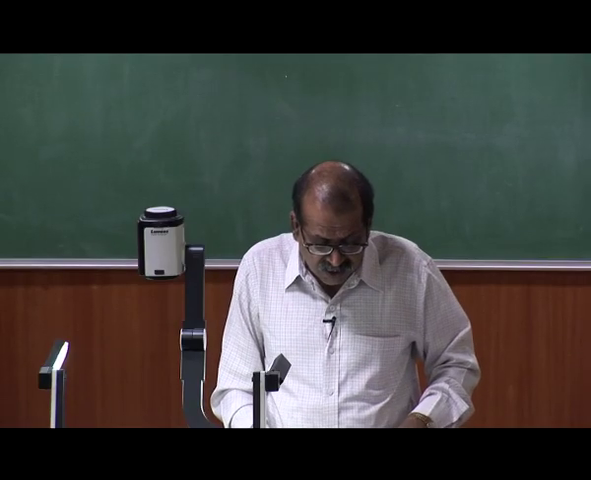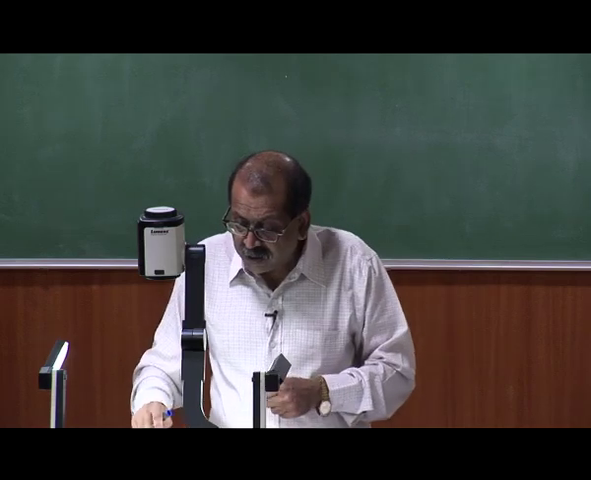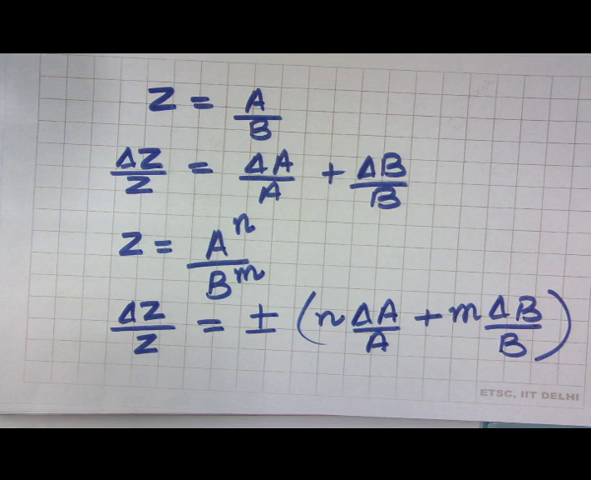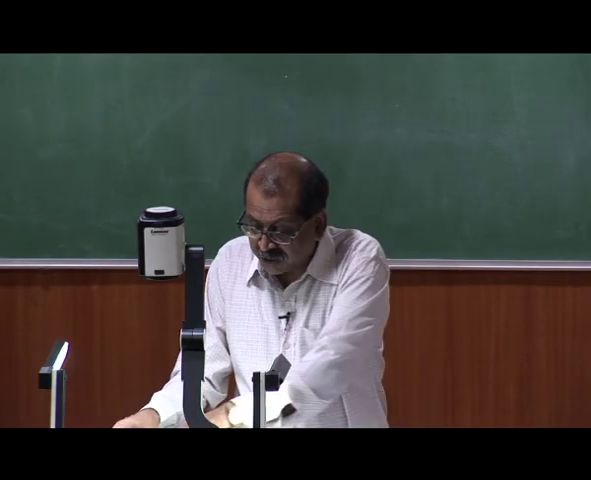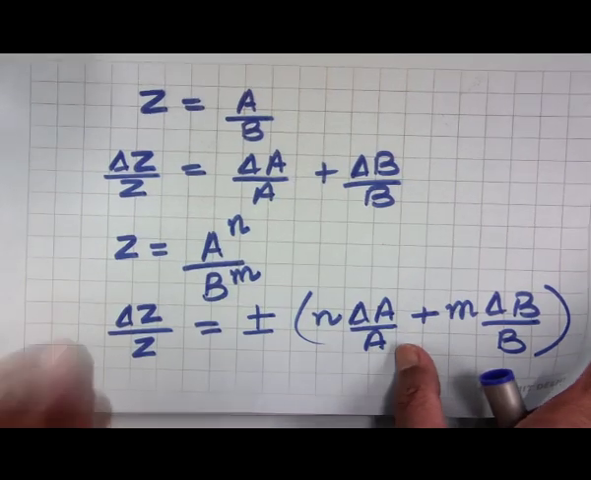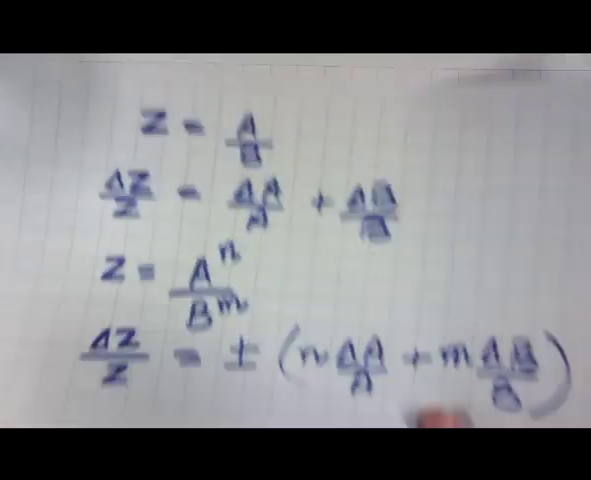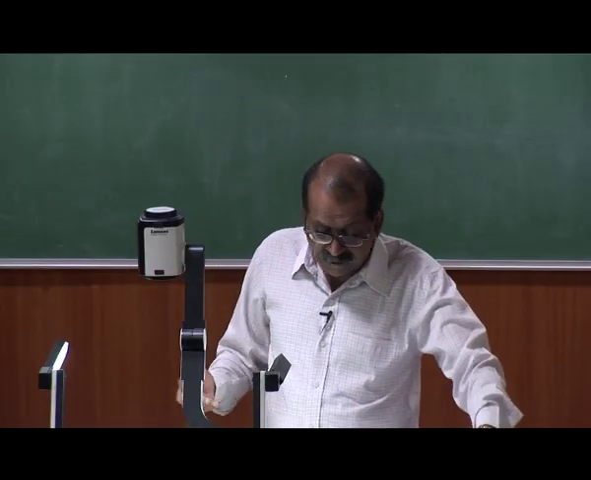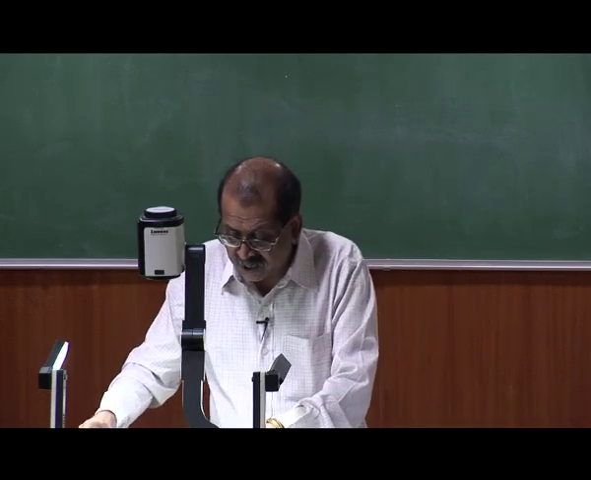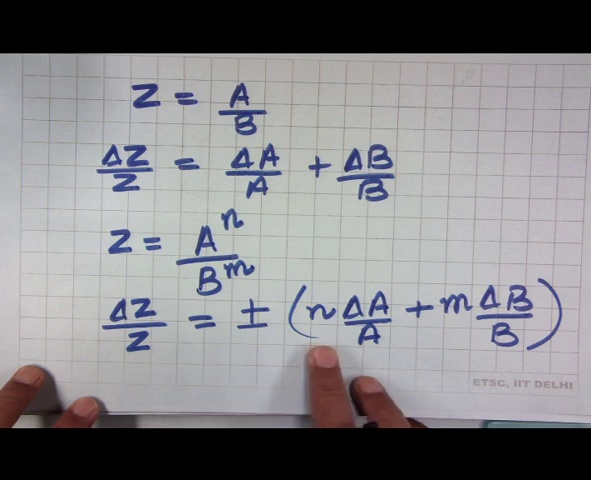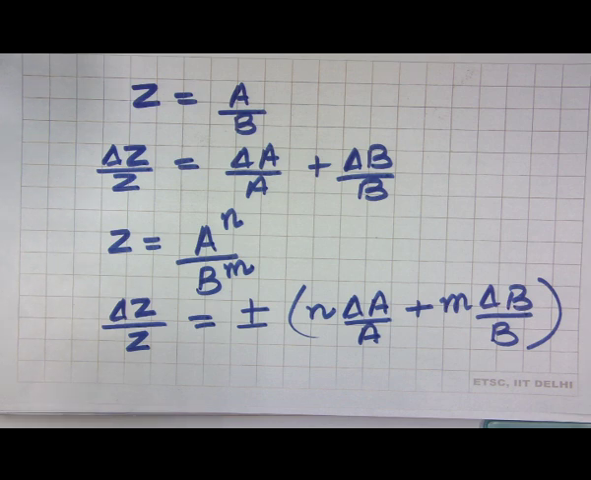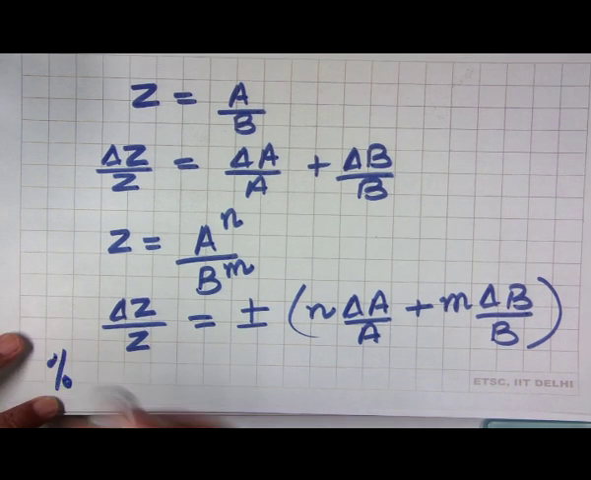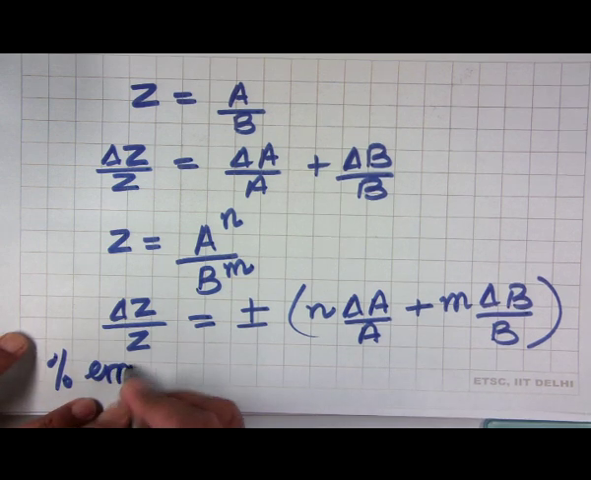Now, this also tells us that whichever term has the biggest power, that term can be the source of the biggest error. So, we have to be more precise when we measure that quantity, so that if delta A by A is less, even if n is large, the total contribution to the error will be less. Now, this formula, delta Z by Z is equal to plus minus n delta A by A plus m delta B by B, will also work for the percentage error, because on both sides when we multiply by 100, we will get the same thing.